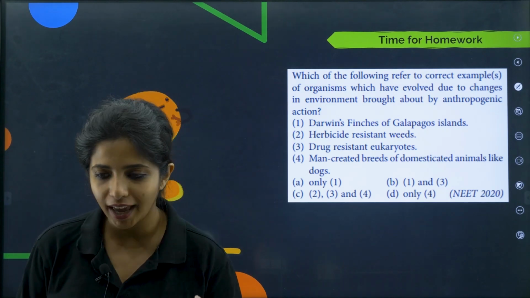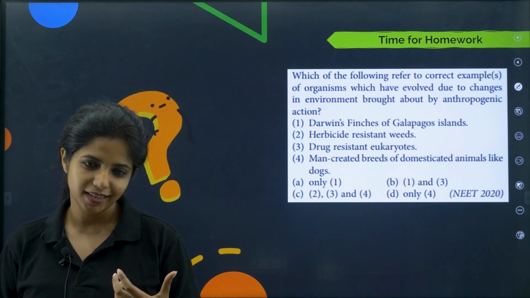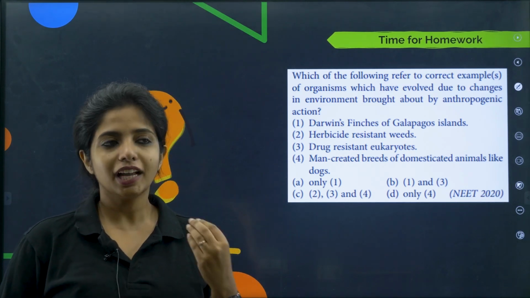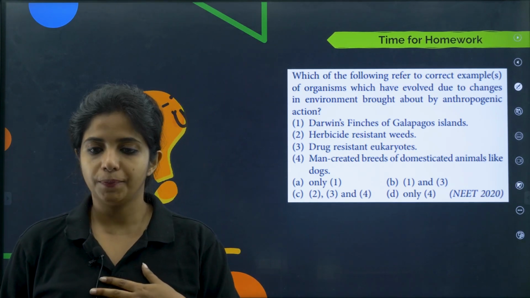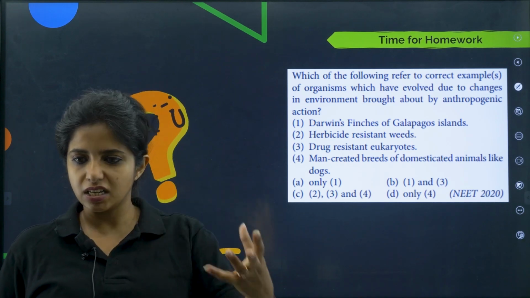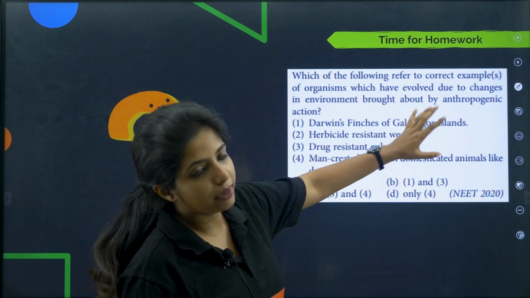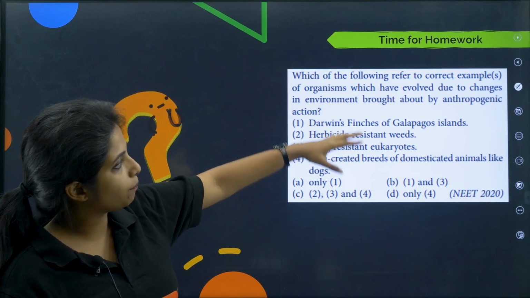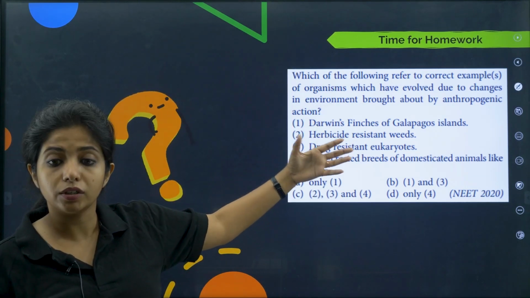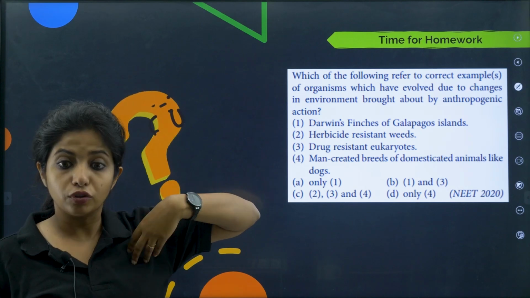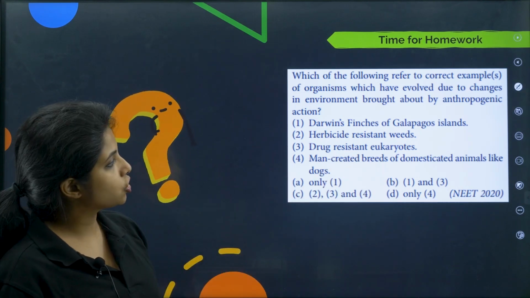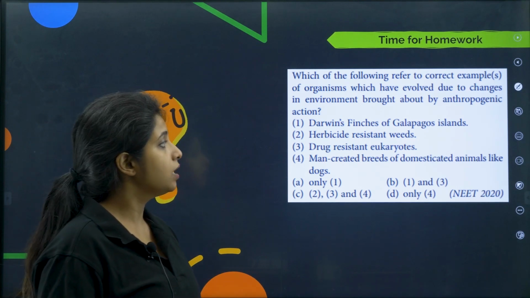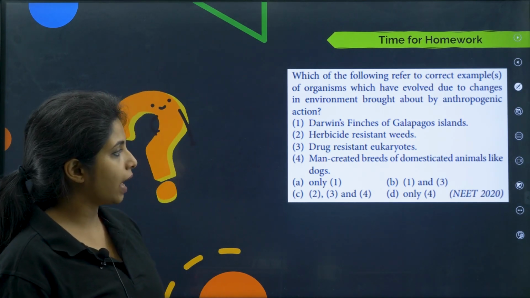What do you mean by anthropogenic actions? We have covered it, but still I'm a teacher, so I have to tell you. Anthropogenic action means man-made action. Man-made disaster, man-made problem. So which of the following is an example of the evolution which has resulted because of anthropogenic actions, because of human-made actions? Darwin's finches of Galapagos Island, herbicide-resistant weeds, drug-resistant eukaryotes, man-created breeds of domesticated animals like dogs and everything.